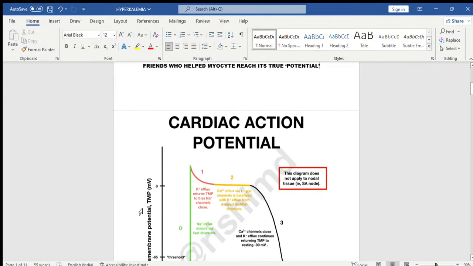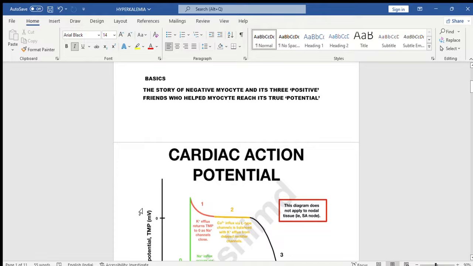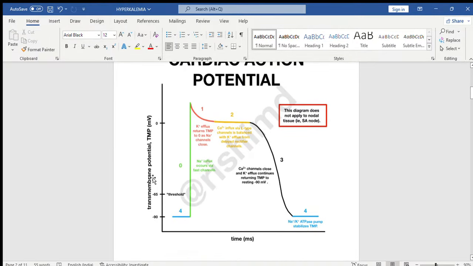So once upon a time, there was this cardiac myocyte who was going through a tough time in his life. This cardiac myocyte was so depressed that all he had in his life was negativity. But fortunately for this cardiac myocyte, he was blessed with three friends: Mr. Sodium, Mr. Potassium, and Mr. Calcium.